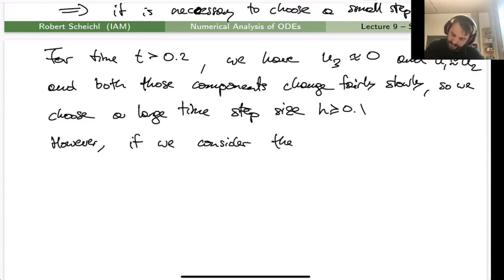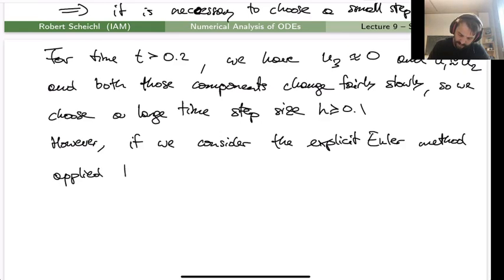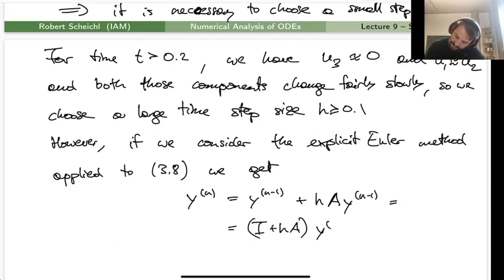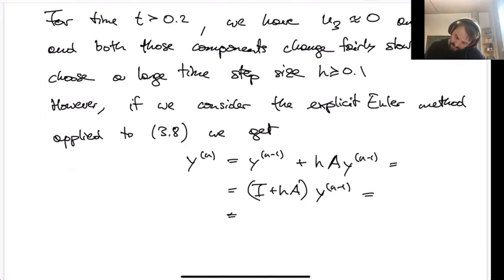If we consider the explicit Euler method applied to this system, 3.8, we get yn equals yn minus 1 plus h times A yn minus 1, or in other words, identity plus hA times yn minus 1, and that's equal to identity plus hA to the n times u naught.